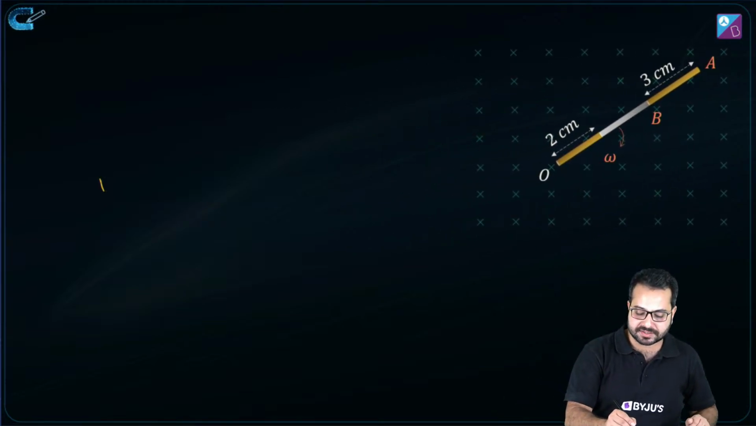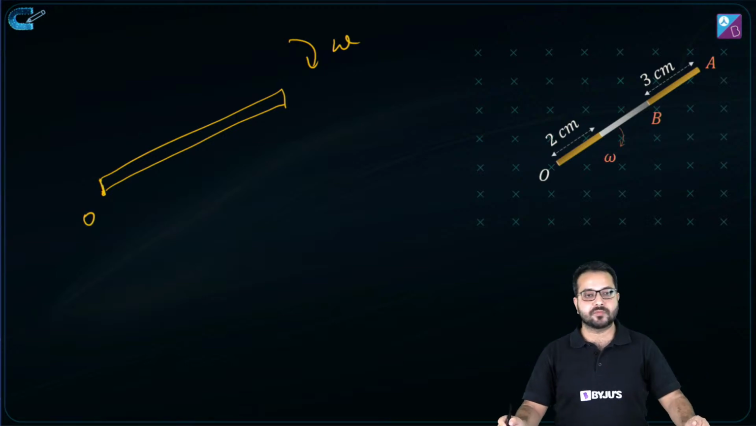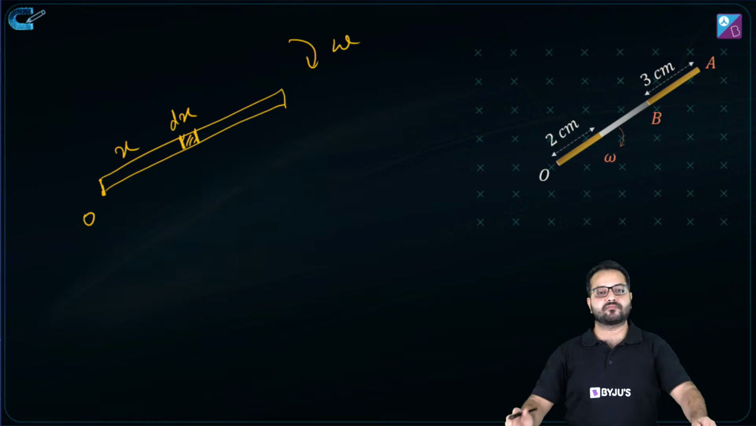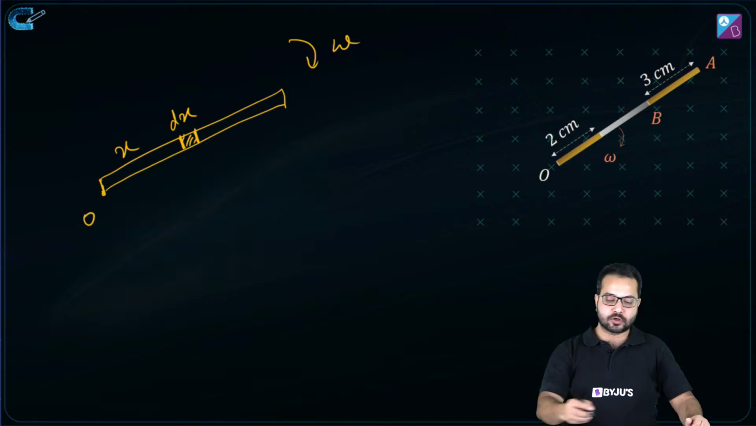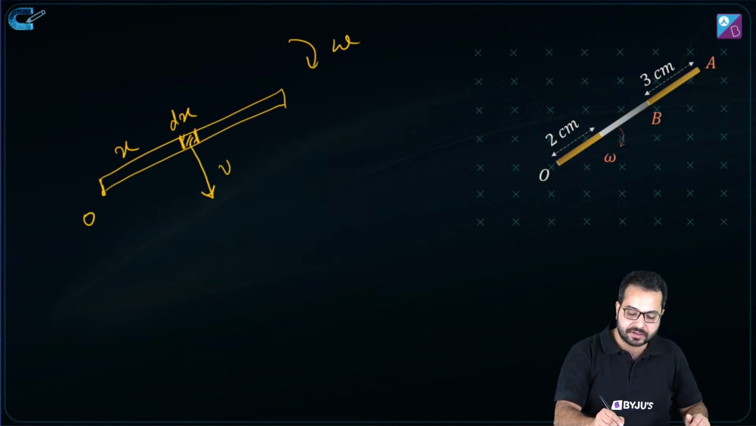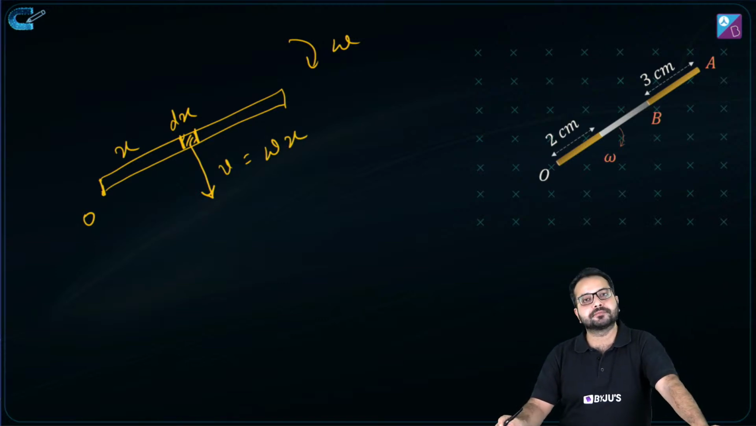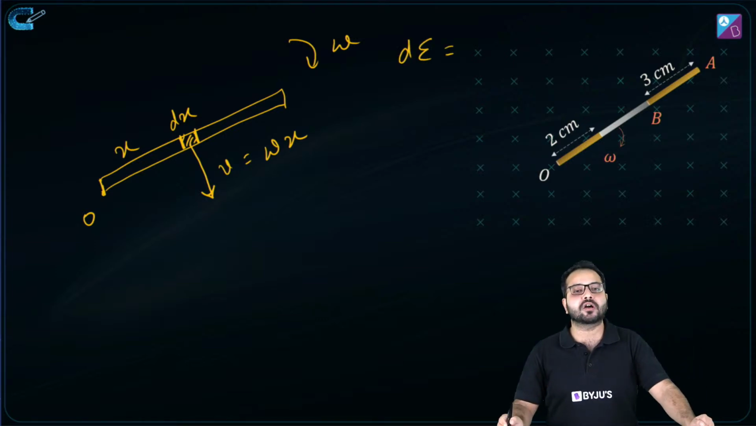Perfect. So let's try to understand this. So this is the point over here. Now let's say we take a small length. This length is dx. So at a distance x, we take a small length dx. Now this rod is rotating with angular velocity omega, which means the velocity of this small part is going to be omega into x. Do you agree?